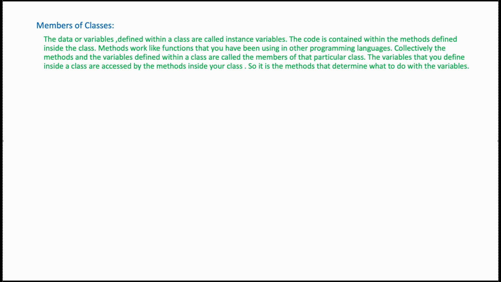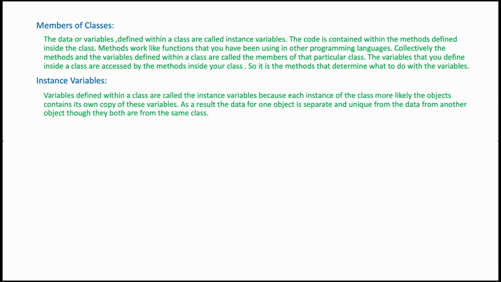Collectively, methods and the variables defined within a class are called the members of a particular class. The methods or variables that you are going to define in your own class are called the members of that class. The variables that you define inside a class are accessed by the methods inside your class. Methods are going to manipulate the data. So it's the methods that define what to do with the variables.